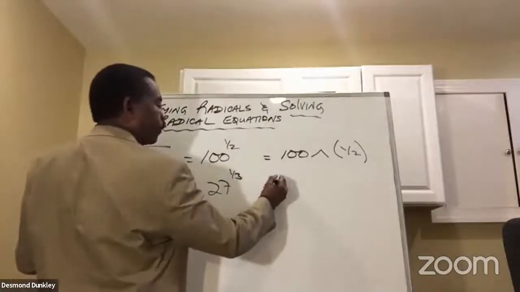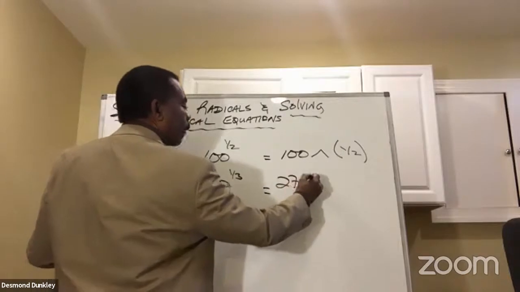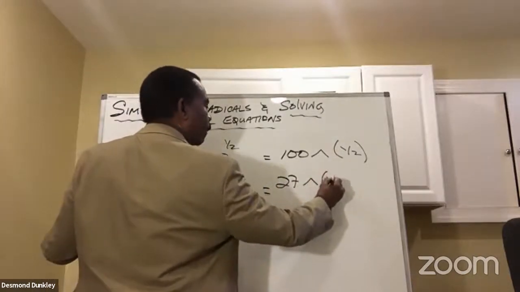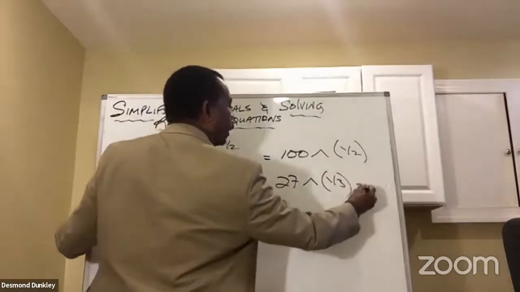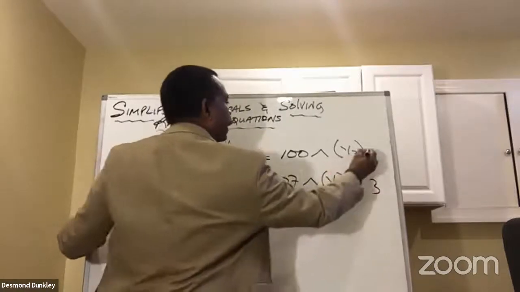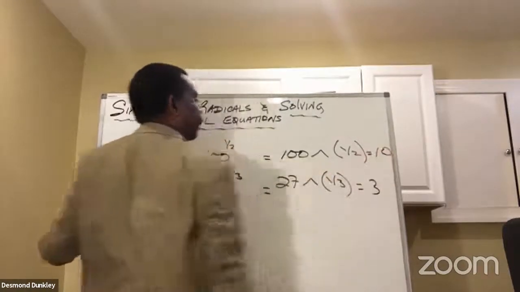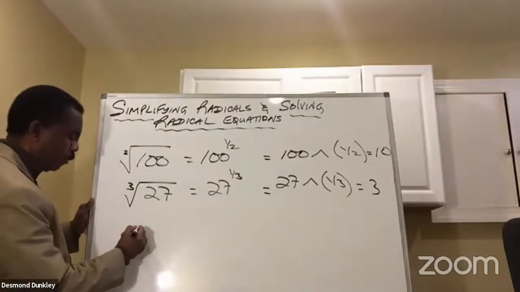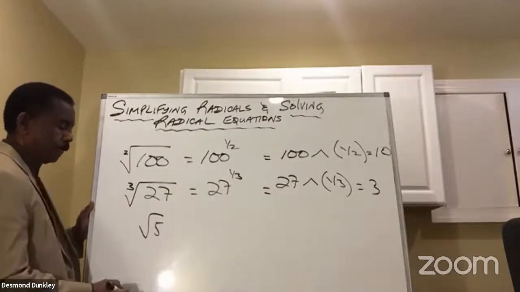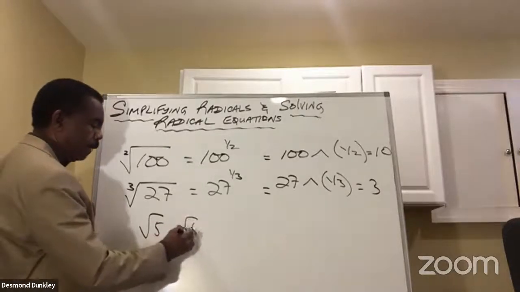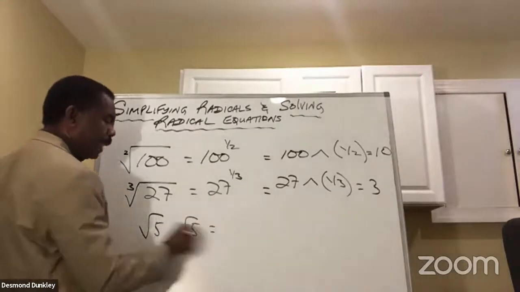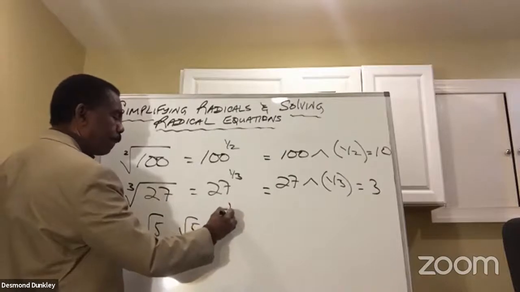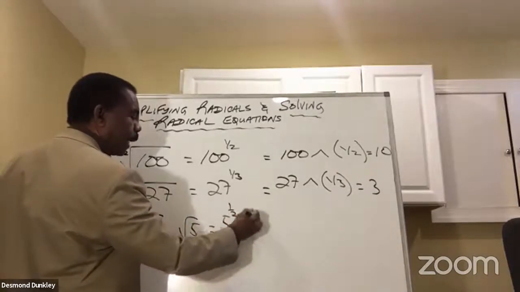I guarantee if you do 27 to the power of 1 divided by 3, you will get 3. And in this case, you will get 10. Guaranteed. So when I said the square root of 5 times the square root of 5, then you could write that as 5 to the half times 5 to the half.